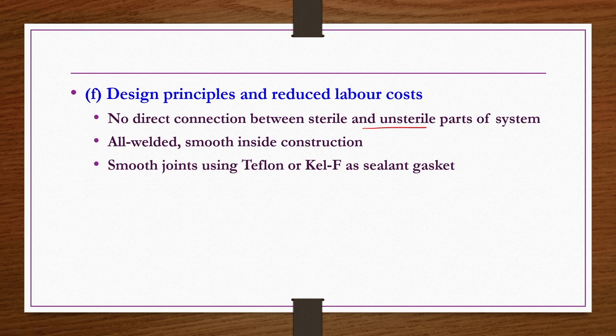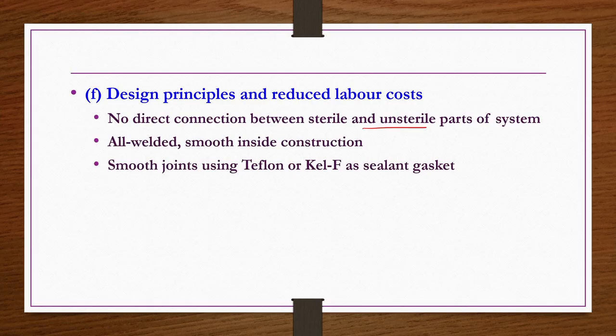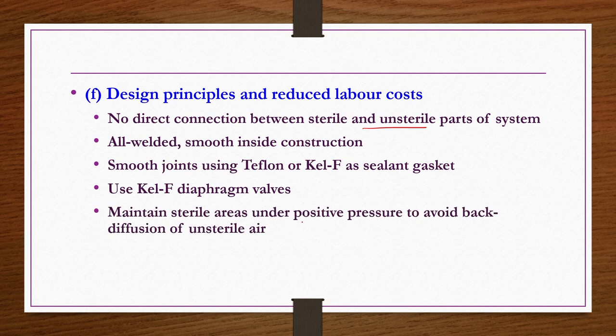Gas should not be leaking, because when the fermentation process takes place, so many gaseous products would also be evolving within the process, and they may be increasing the pressure over the period of the fermentation process. Because of that pressure, there should not be any leakages. So smooth joints should be there, and for that purpose, Teflon KLF as sealant gasket should be used. Use KLF diaphragm valves as well. Maintain sterile areas under positive pressure to avoid back diffusion of unsterile air. So this is another important thing with respect to the design principles of sterilization operations.